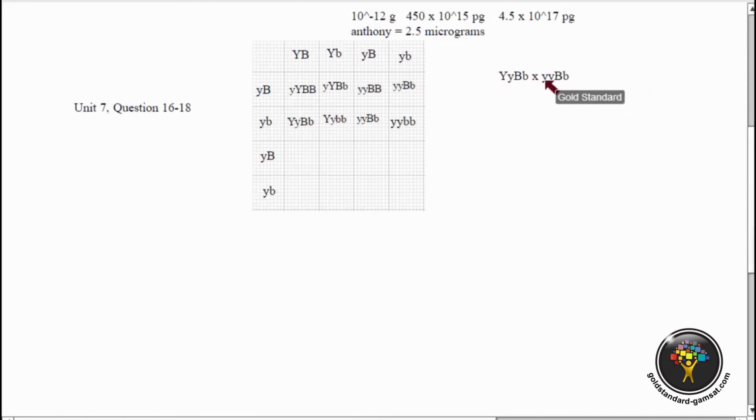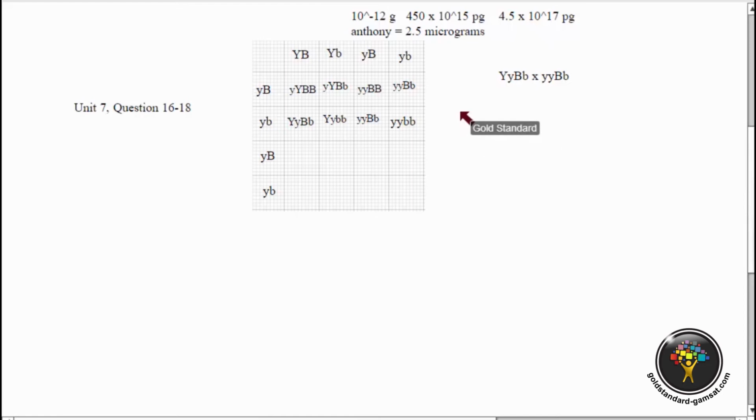This is being crossed with small y and big B. So we have small y, big B. Boom, that's the first one. Small y, small b, that's the second one. Small y, big B, that's the third one. And then small y, small b, the two last ones. So that represents all the possible options.